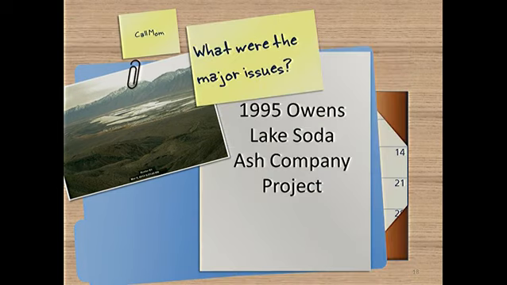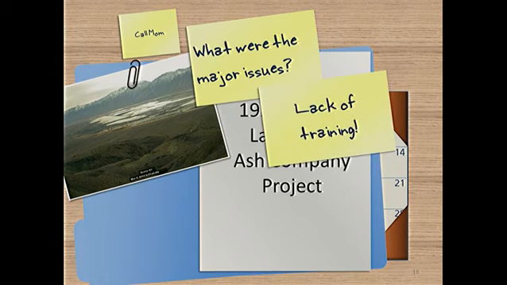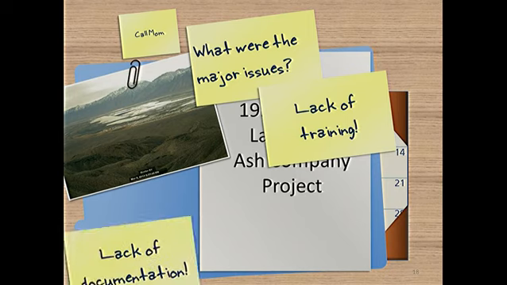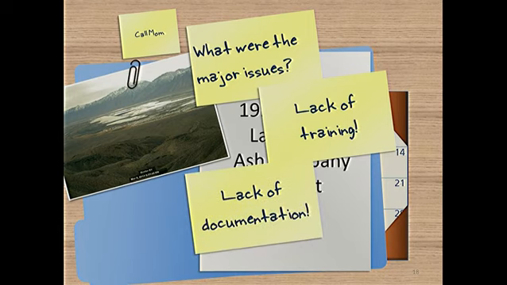So what were the major issues? Well, there was a lack of training. So for those of you who don't think it's important, it is important. There was a lack of training on the part of both their field manager and their field personnel. There was a lack of documentation. And I think also, very significantly, there was a lack of oversight on the part of upper management for this project.